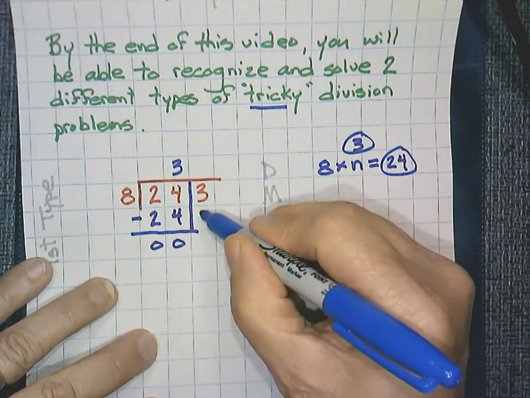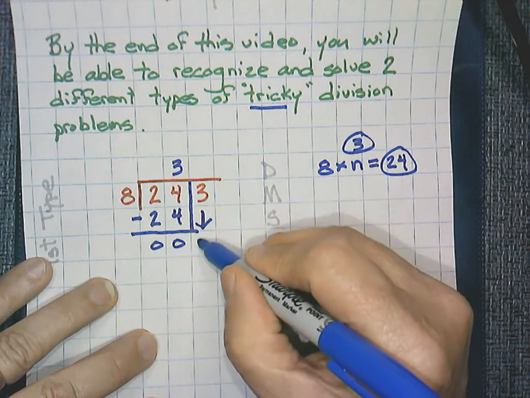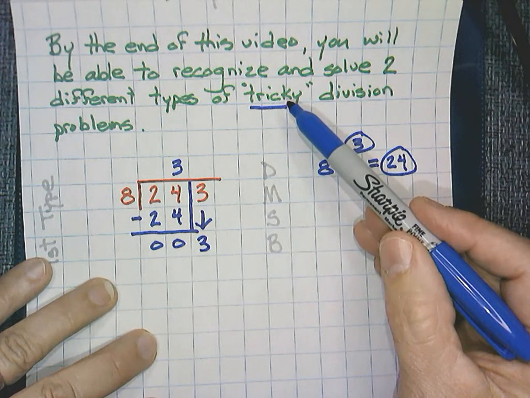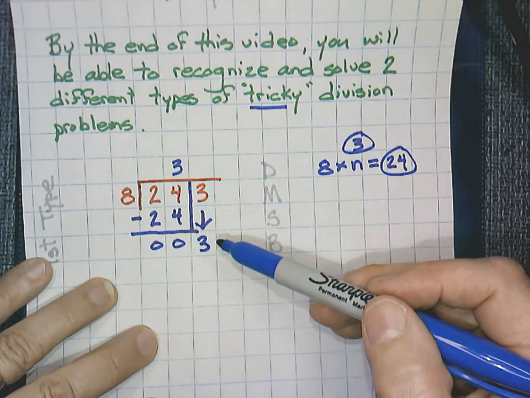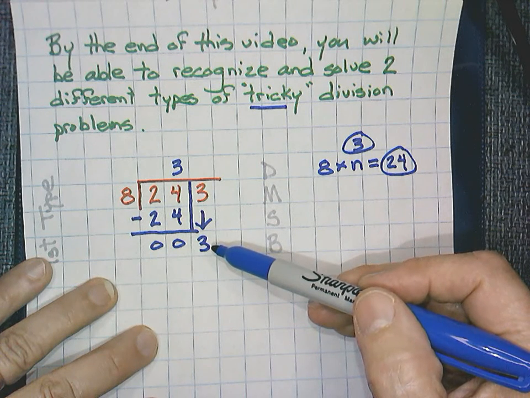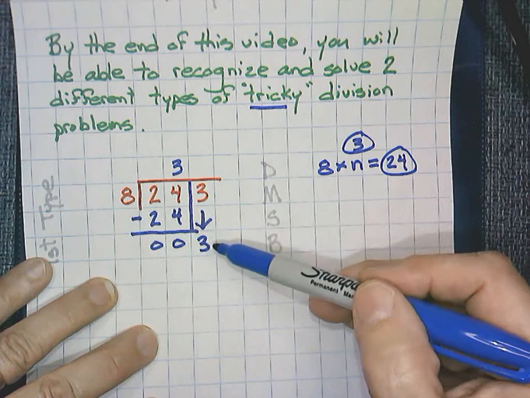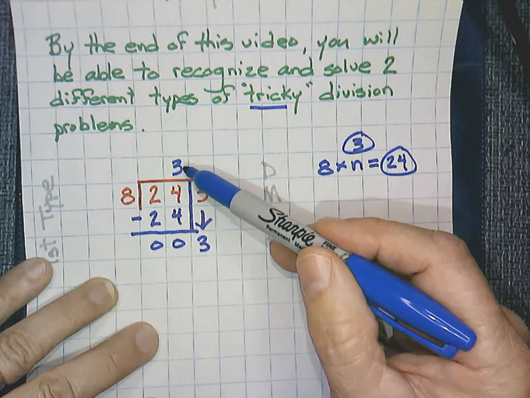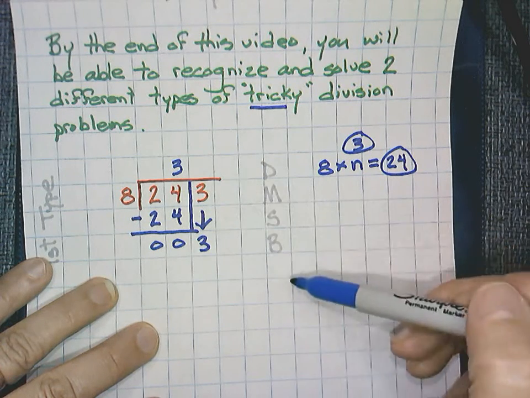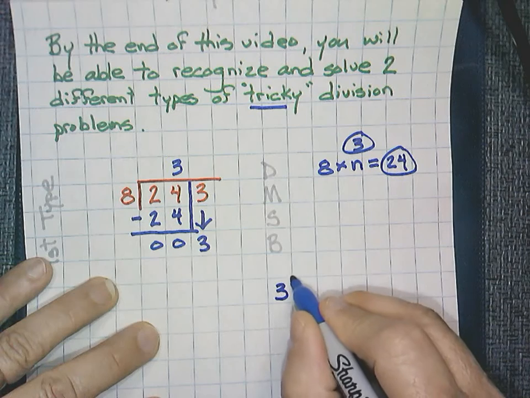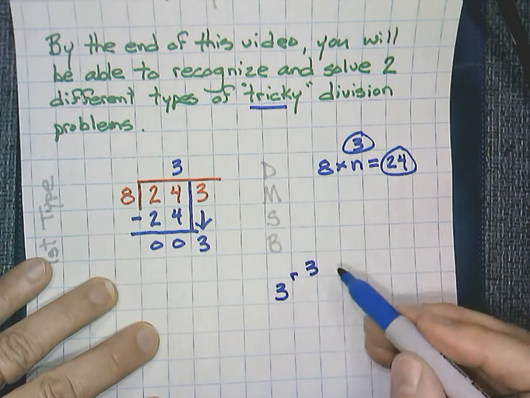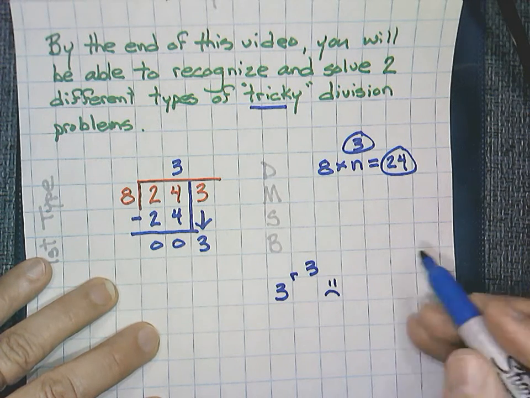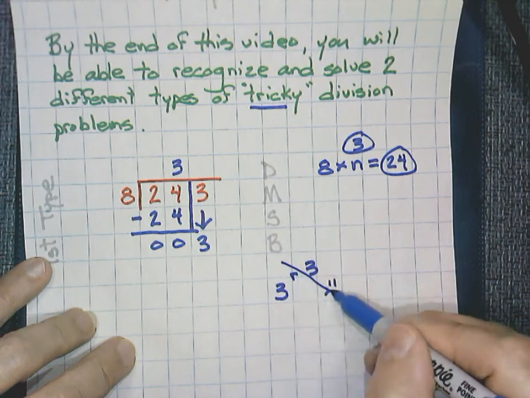Then we bring down the 3. And this is where sometimes it gets a little bit tricky. Some students will see this 3 by itself and see that 8 cannot fit into 3, and they conclude that this would be the remainder, with an answer of 3 with a remainder of 3. And perhaps I'll write that over here. However, this would not be the correct answer. And let me show you why. In fact, I'm even going to cross that out there.